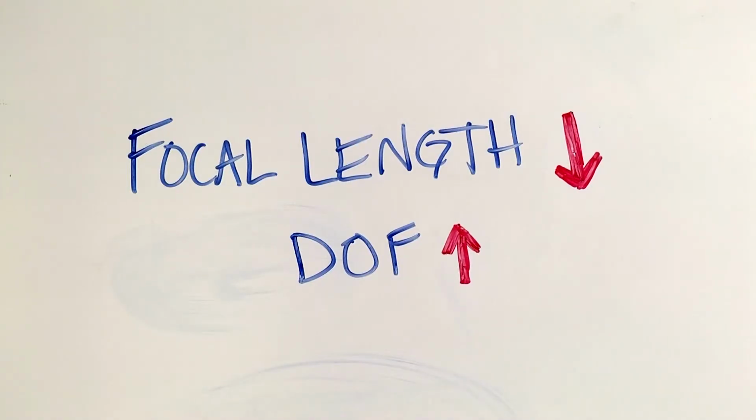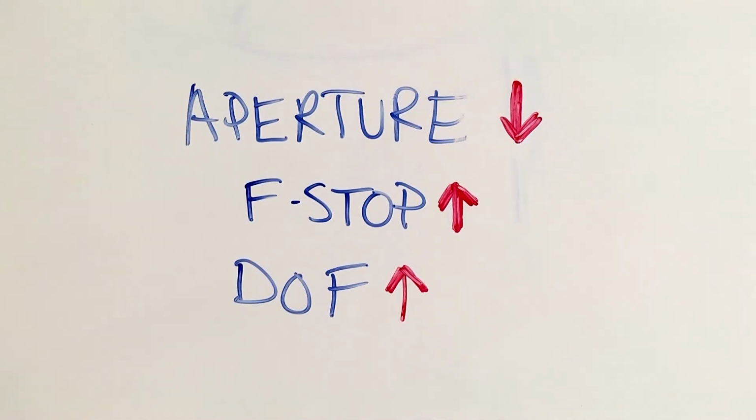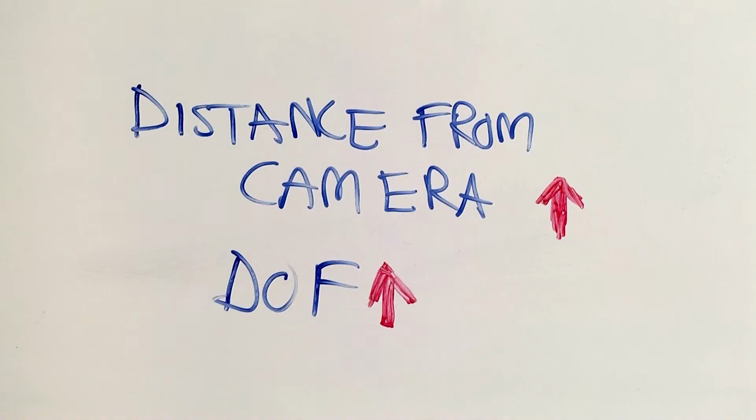Depth of field is determined by focal length, aperture, and distance from the camera. A general rule about focal length is that as focal length decreases, depth of field increases. As for aperture, the larger the f-stop, the greater the depth of field. And finally, the further an object is from the camera, the greater the depth of field.